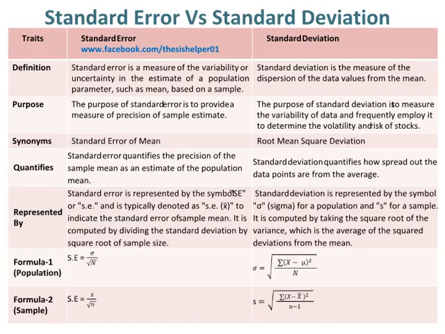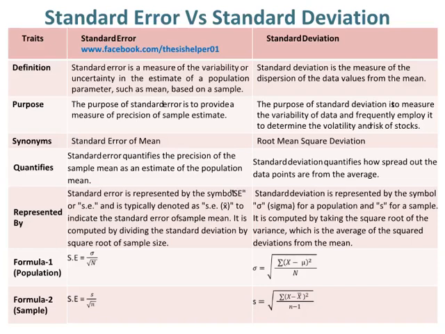Standard error is represented by the symbol capital or small English letters, SE, and is typically denoted as SE x bar to indicate the standard error of sample mean. It is computed by dividing the standard deviation by square root of sample size. Whereas, standard deviation is represented by the symbol sigma for a population and S for a sample. It is computed by taking the square root of the variance, which is the average of the squared deviations from the mean.